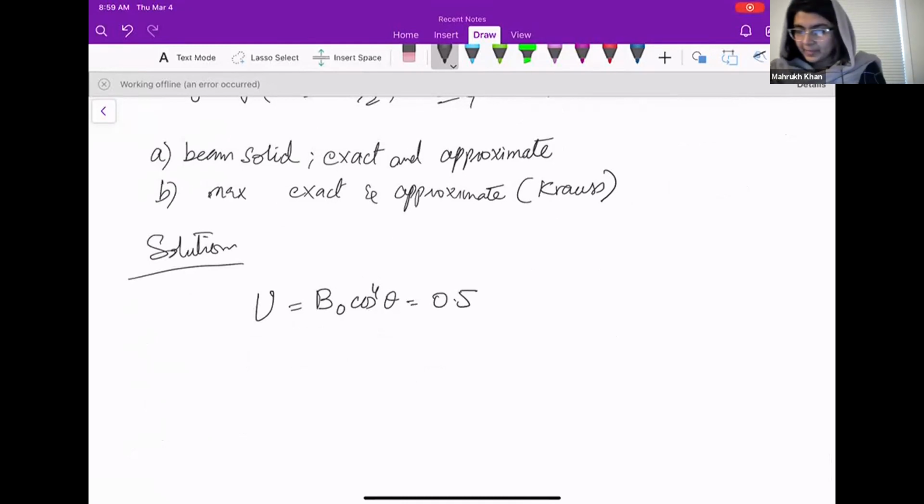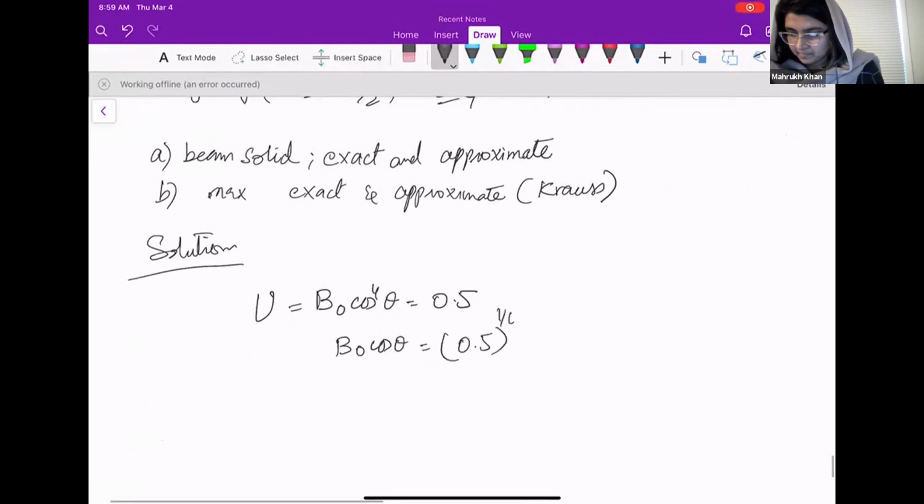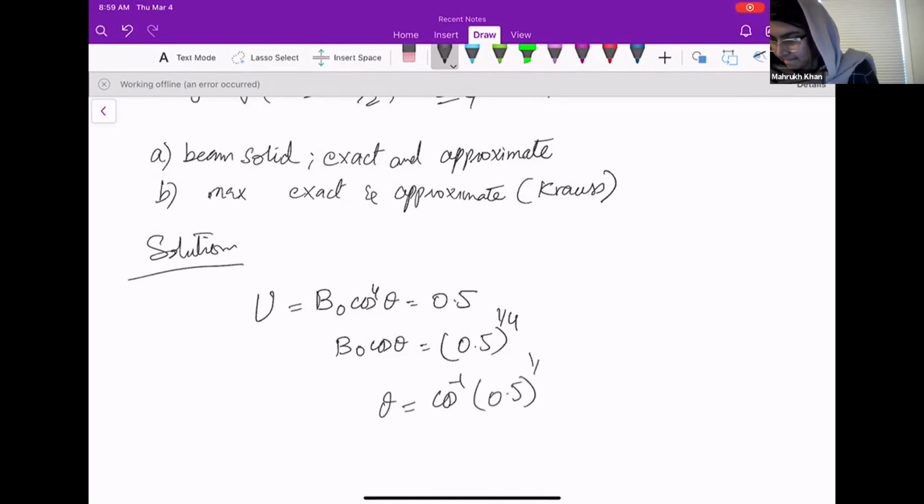So that will become, and if we ignore B naught, that's a constant value, then our half power beam width will be... so I did it, it's coming as 32.765 if I do it in degrees. So that is your half power beam width.